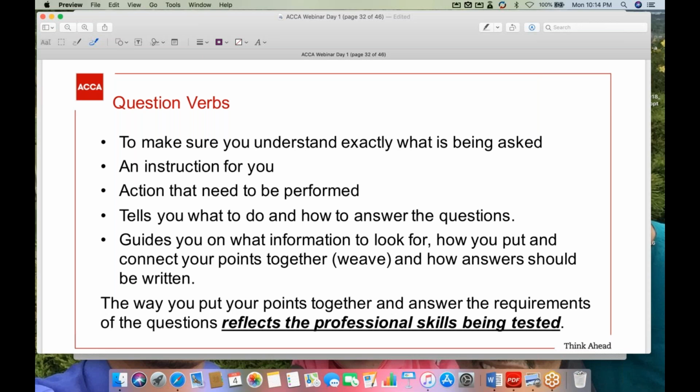And at the same time, question verbs guide you on what information you're supposed to be looking for when you go through your exhibits, and how you are going to put and connect your points together and how answers should be written. So basically, question verbs help you in that sense, all right? Again, as I mentioned earlier, when you put your points together and answer the requirements of the question, it should reflect the professional skills being tested.